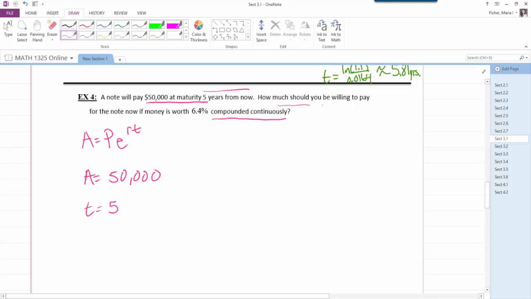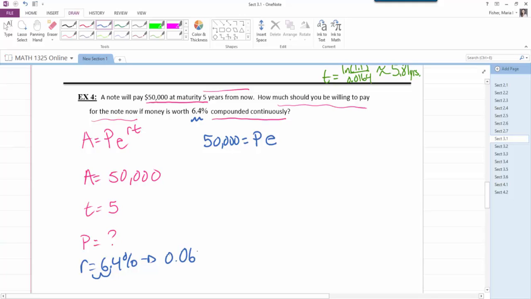And then it says, how much should you be willing to pay for the note now, which means we are looking for P. So plugging in what we know, 50,000 is equal to P is the unknown, E raised to the R, and R we forgot to label is 6.4%. So R is equal to 6.4%, which as a decimal, again we move the decimal place over to the left 2 units, and that would be 0.064. So R is 0.064 and T was 5.